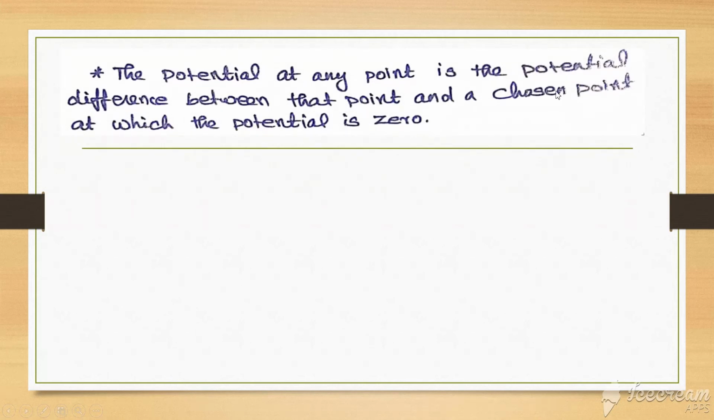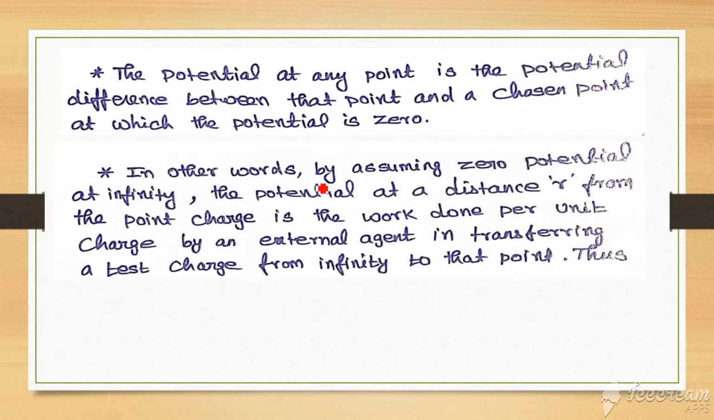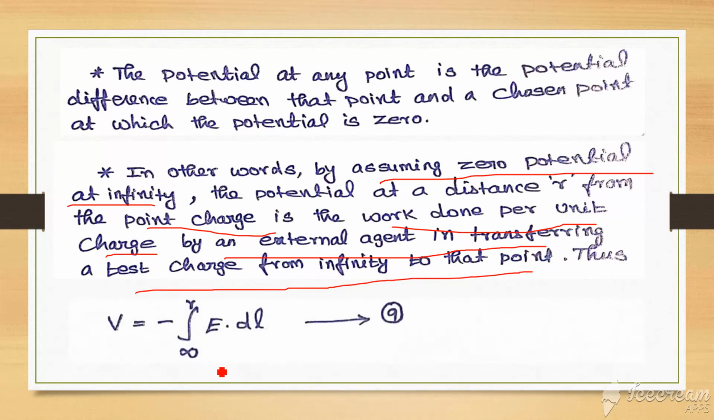The potential at any point is the potential difference between that point and a chosen point at which the potential is 0. This is the general case. In other words, by assuming 0 potential at infinity, the potential at a distance r from the point charge is the work done per unit charge. Already we discussed potential is work done per unit charge by the external agent in transferring a test charge from infinity to the given point. So again we can rearrange the potential formula as V is equal to minus integral from infinity to R of E dot dl. This is equation number 9.